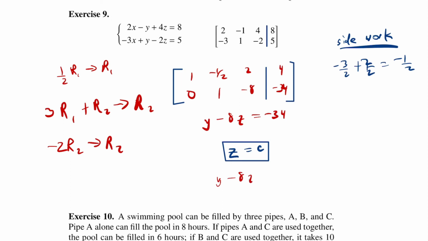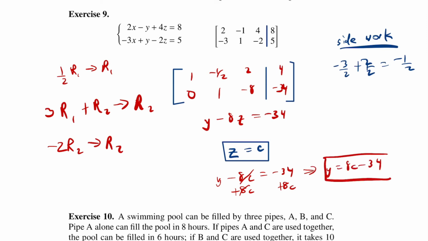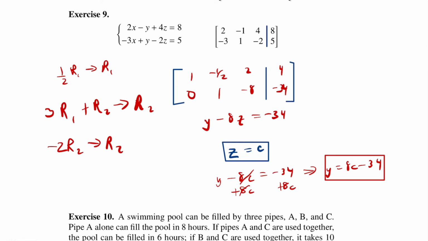Y equals 8c minus 34. So it's going to be in terms of the variable c now, which is actually a constant, not a variable. All right, the top equation becomes x minus 1/2 y plus 2z equals 4. If we substitute the values for y, it would be x minus 1/2 (8c minus 34) plus 2c equals 4.